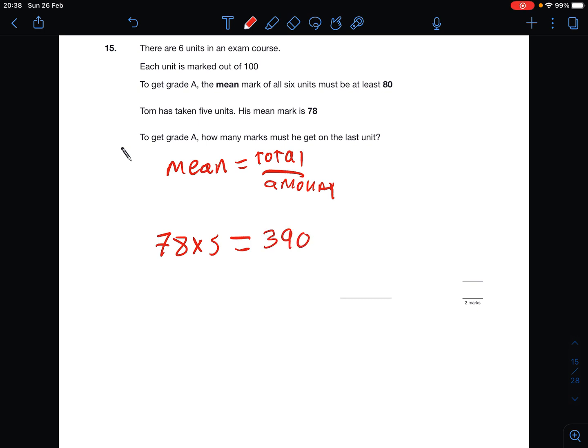Okay, if he wants a mean mark of at least 80, then for all 6 units I'm doing 80 times 6, and that gets me 480. So in the next exam he's got to get from here to here, that's another 90 marks. So he needs 90 marks in his next exam to get from his 78% to his 80% after 6 papers.